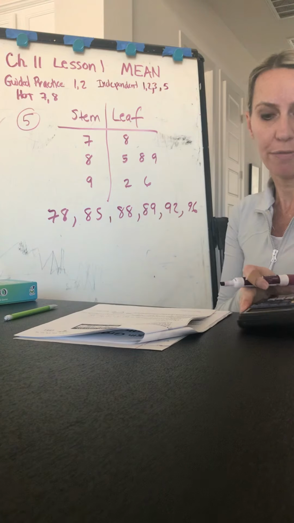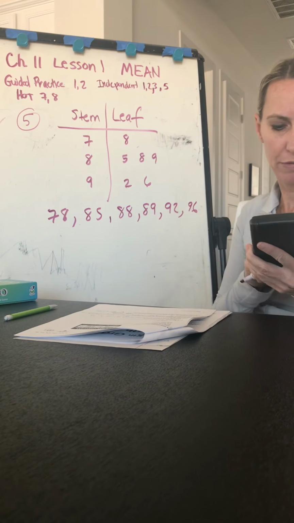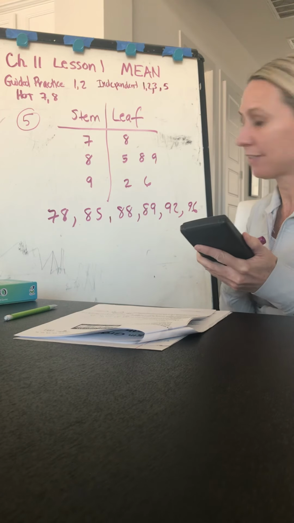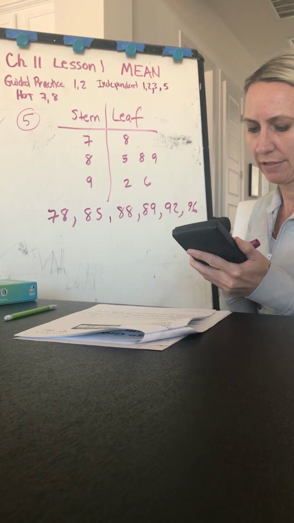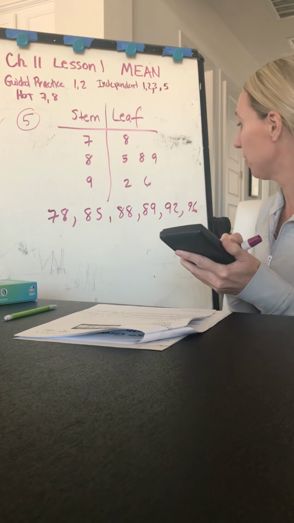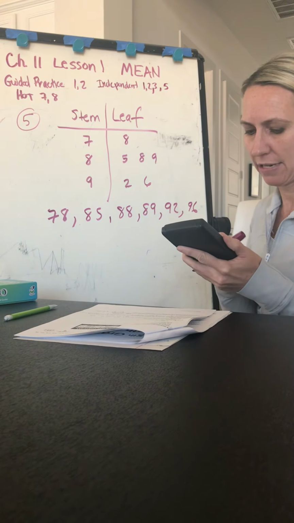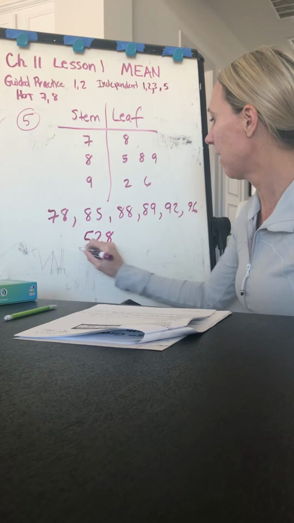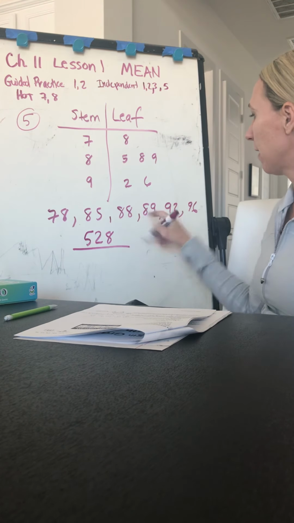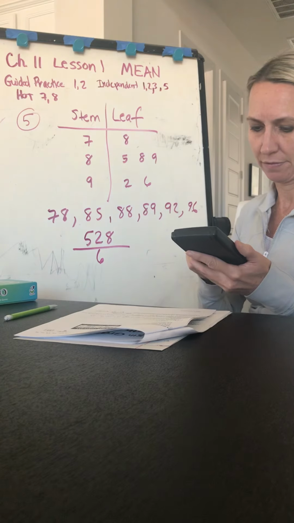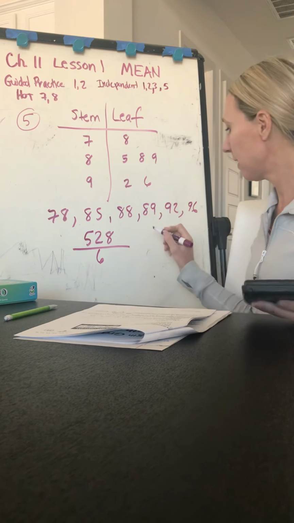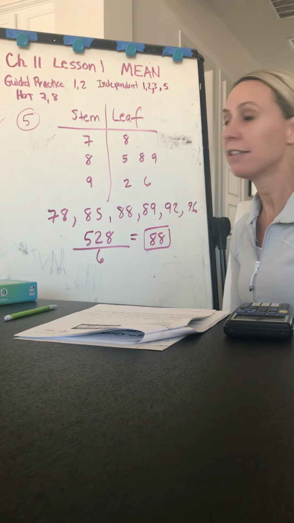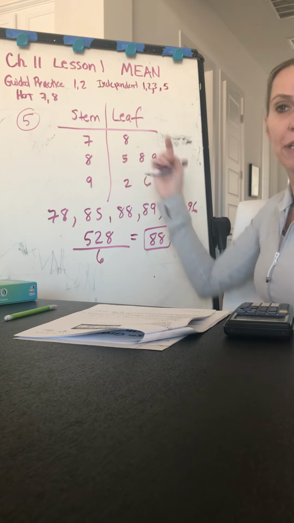So what we're going to do is add them up. I'm going to do 78 plus 85 plus 88 plus 89 plus 92 plus 96, and I get 528 when I add those up. And I'm going to divide by 6, and I get 88. Okay, so 88 is the mean of this data set. So that's again how you read a stem and leaf.